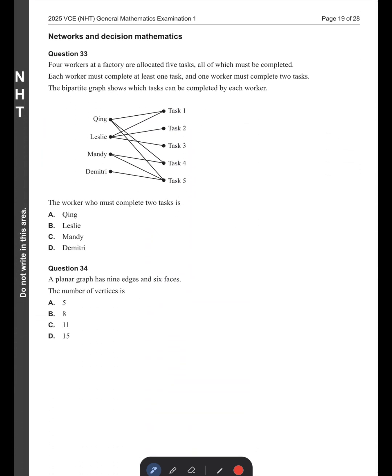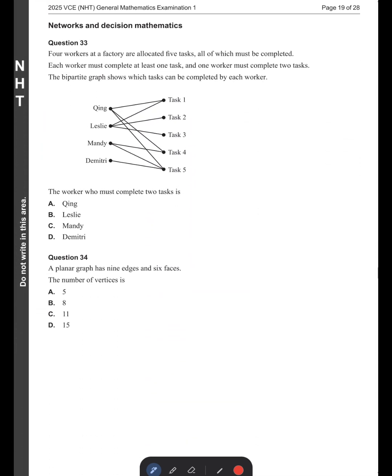All right, networks and decision maths. 4 workers at a factory are allocated 5 tasks, all of which must be completed. Each worker must complete at least 1 task, and 1 worker must complete 2 tasks. The bipartite graph shows the tasks which can be completed by each worker. The worker who must complete 2 tasks is going to be this one because they've only got 2 possible people, so it's going to be Leslie.